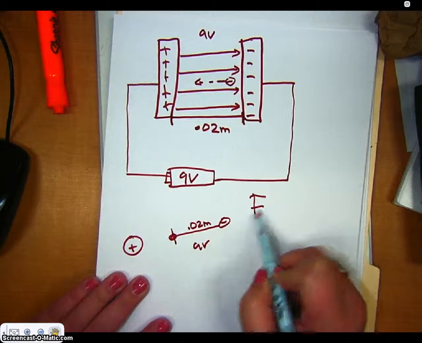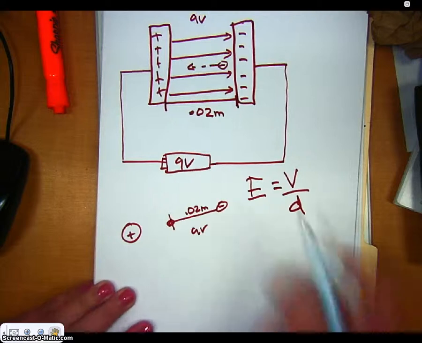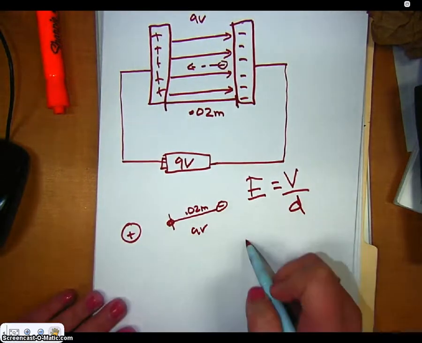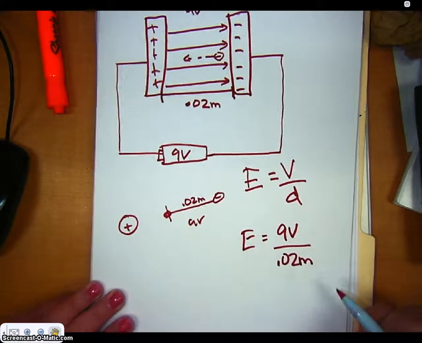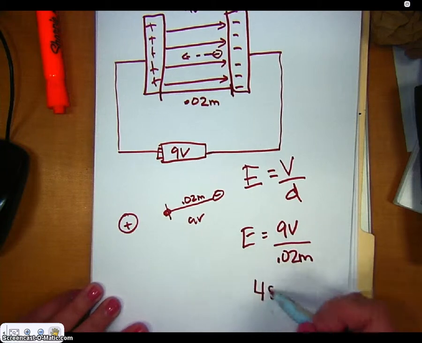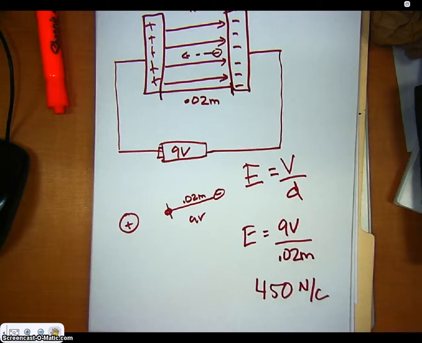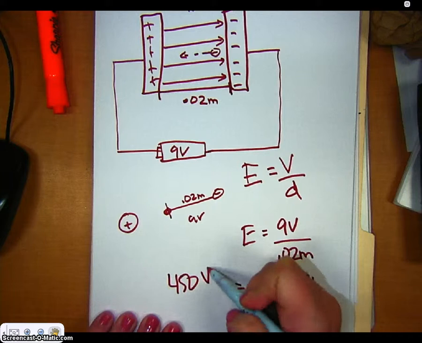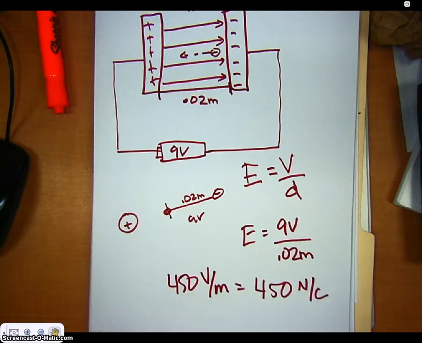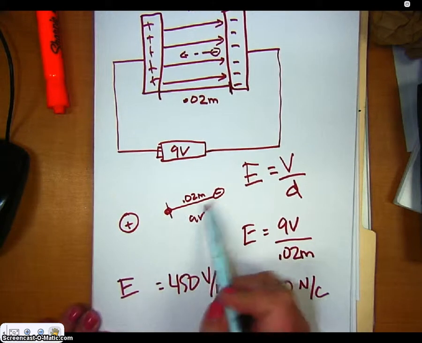But the equation is that the electric field is equivalent to volts over distance, right? So I could figure out the electric field in between these parallel plates, and I would say that the electric field is 9 volts over 0.02 meters. And if I plug that into my calculator, I actually get 450. Now, we learned that the unit for electric field is newtons per coulomb, but we can also use another unit for electric field. In this case, you might see it as volts per meter. So that would be the same thing as saying 450 volts per meter. Okay? Those are both equivalent to the magnitude of the electric field between these two parallel plates.